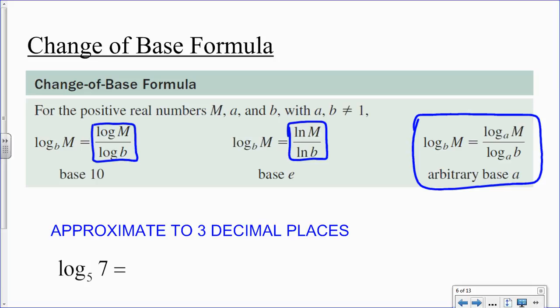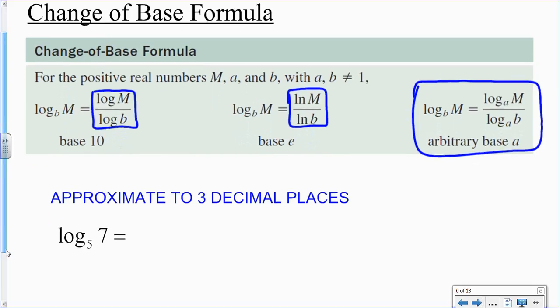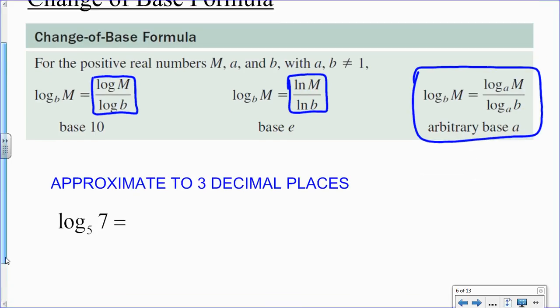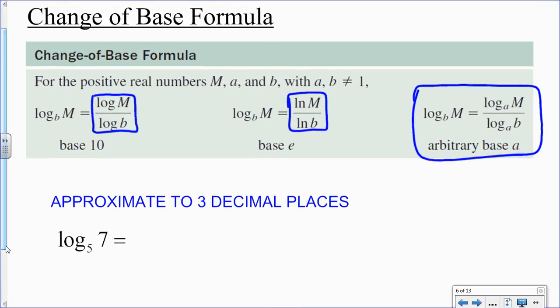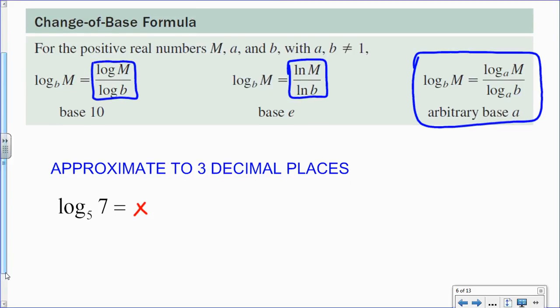So when I approach this problem here, I want to first see if I can answer this without a calculator. See if I can rewrite it in exponential form and figure out what it is. So if I rewrite it in exponential form, that's 5 to the x equals 7. Well, is there a rational or an integer number that I could get for x? Do I know 5 to what power gives me 7? No. So this is where I have to use the log to figure this out.